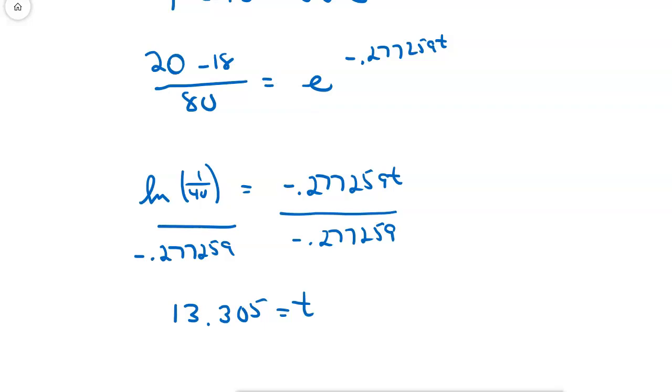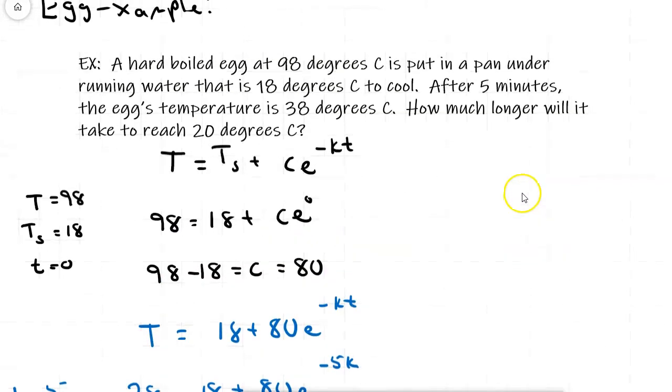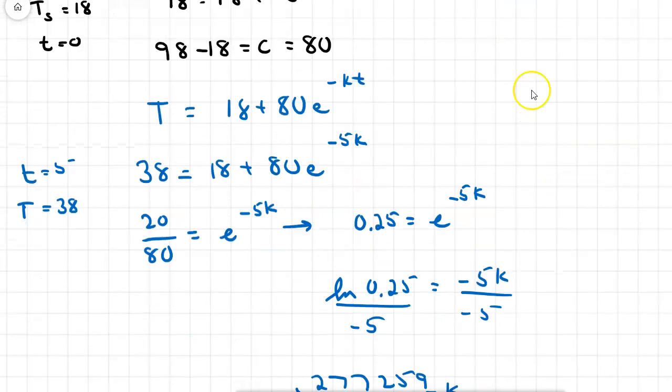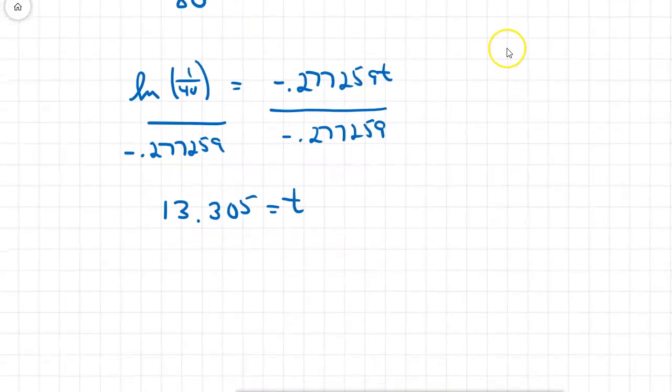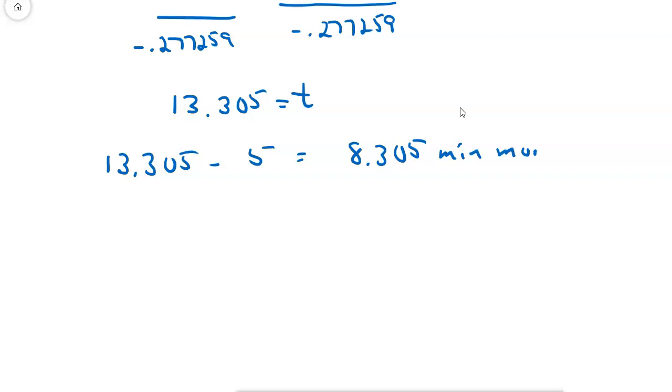But that's not my final answer, because if I scroll way up here, the question said, how much longer will it take? It's already been going for 5 minutes. So if 13.305 is the total, take 13.305, subtract the 5 minutes that it's already been in there, and it will take 8.305 minutes more for that egg to cool down. So maybe I want to find out how long it is until I can handle it or until it's comfortable to eat. In this case, it's going to be another 8 minutes.